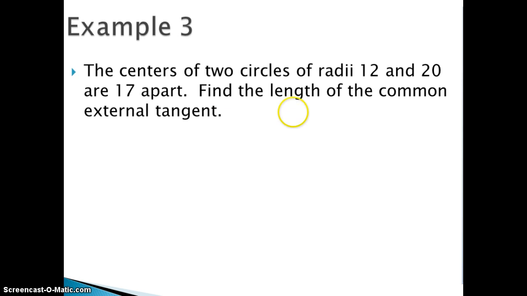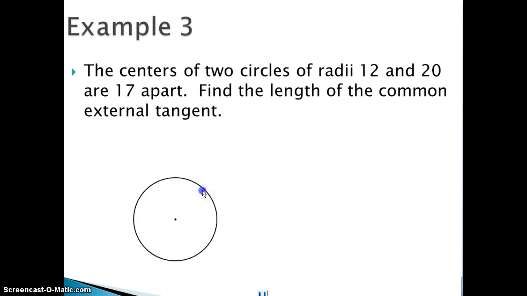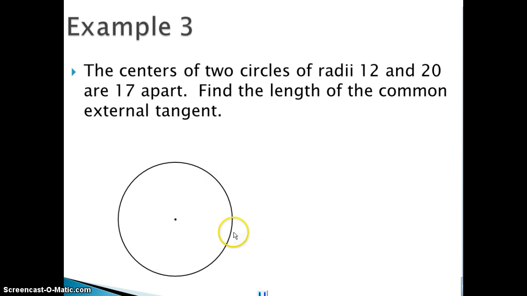Alright, so we have here, we want to find the centers of two circles of radius 12 and 20 that are 17 apart. We want to find the length of the common external tangent. So I'm going to draw a circle, and we'll do just a regular old circle here. There's one of my circles. And I'm going to draw another one. Okay. And what I need to do next is draw in the common external tangent. So that's this segment right here.